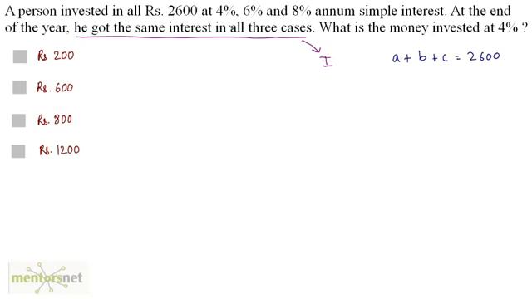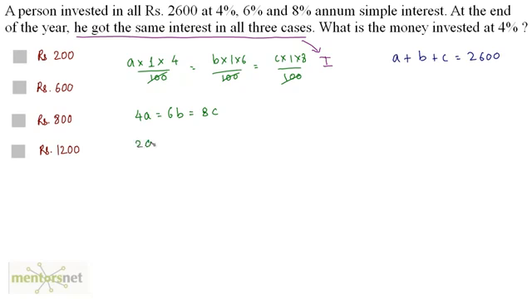So I have PNR upon 100 as the formula. The principal invested in 4% is A, so A times N is, we have annual interest, so 1 times R, that's 4 upon 100, and that is equal to B times 1 times 6 upon 100, and that is also equal to the interest got at 8%. So I have C times 1 times 8 upon 100, right? So these hundreds get cancelled out. I have 4A is equal to 6B is equal to 8C. In other words, if I divide all of these by 2, I have 2A equals 3B equals 4C.